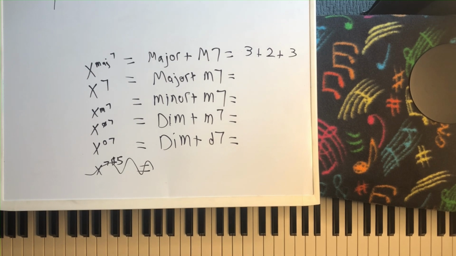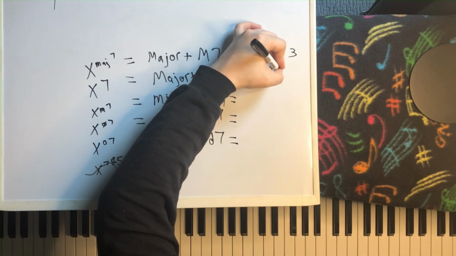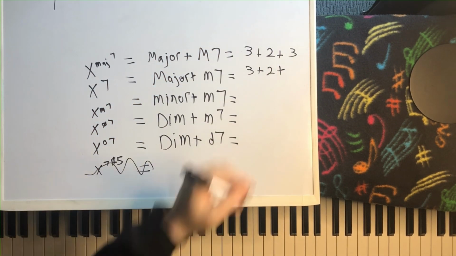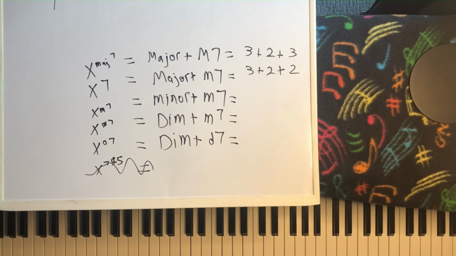So let's keep that moving. Another major chord to start off. And then we get the minor 7th. Oh, and that's a skip 2. So it's like 3 plus 2 plus 2. All right. Minor 7 chord.